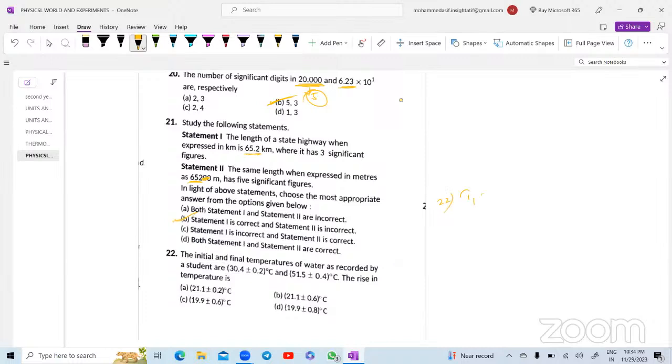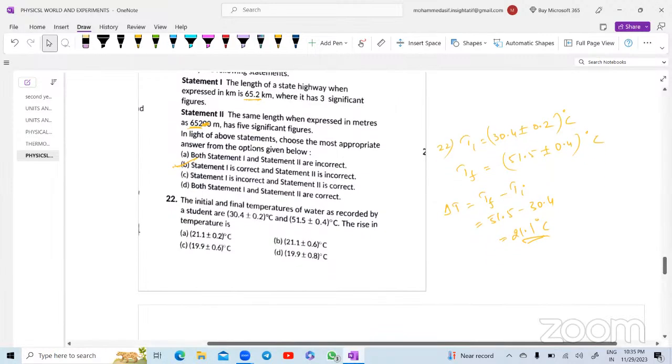T1 कितना दे रखा है? T1 is equal to 30.4 plus or minus 0.2 degree Celsius. और फाइनल टेम्परेचर कितना दे रखा है? T final is equal to 51.5 plus or minus 0.4 degree Celsius. और क्या पूछ रहा है? राइज, यानी delta T will be equal to T final minus T initial कर दो, that is पहले 51.5 minus 30.4 कर दो, that will be 21.1 degree Celsius. ठीक है ना?